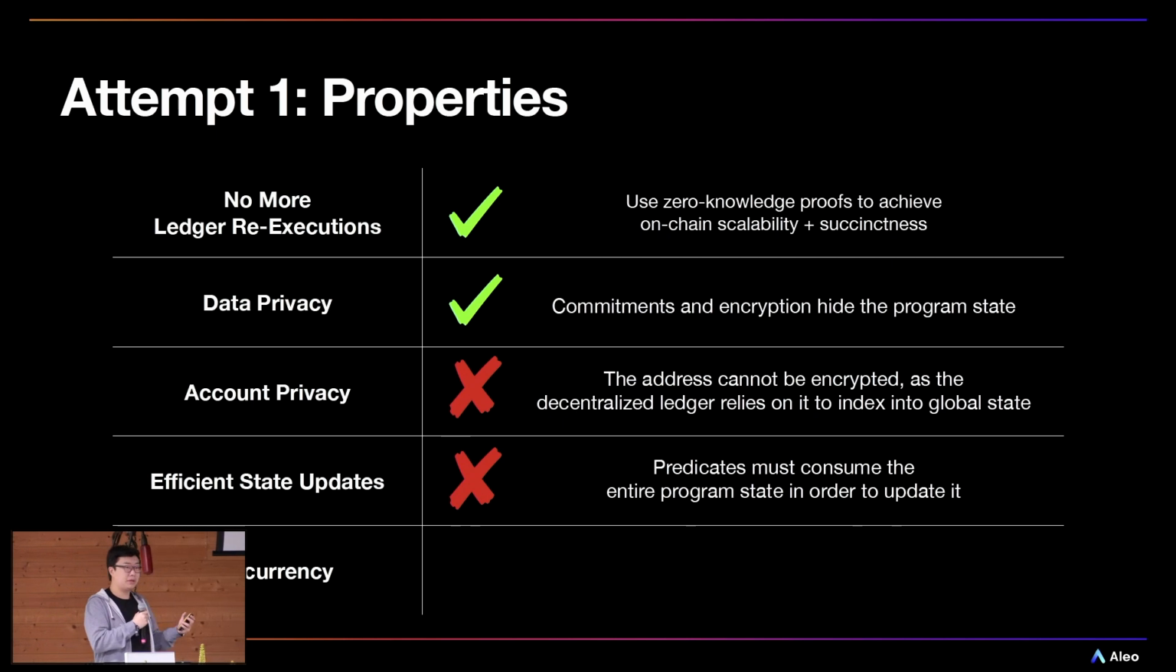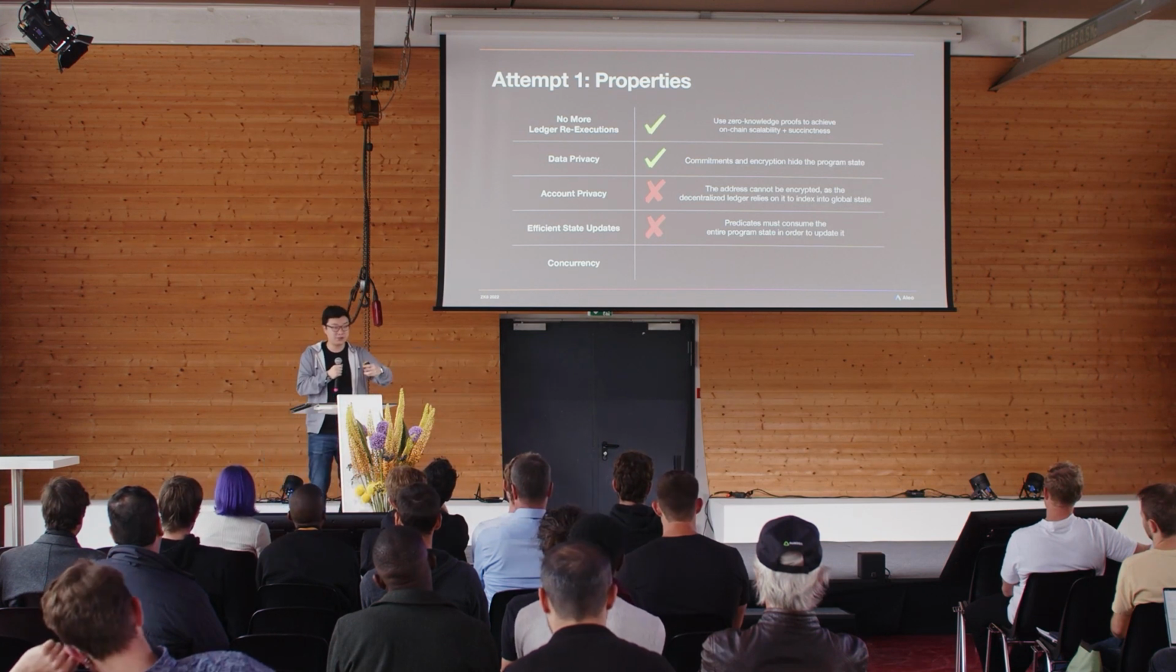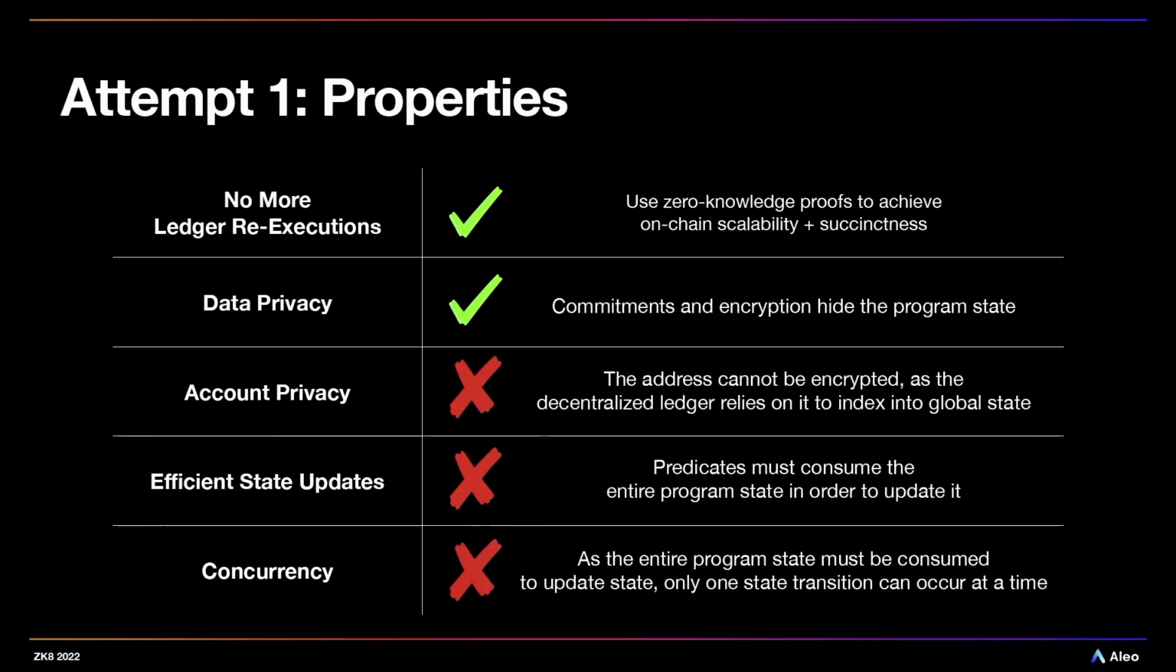Fourthly, we have a lack of efficient state updates. Why? As we just said, we have to consume the entire program in order to make one state transition about it. That's not a great model. Like, imagine if you want to update your ERC-20 and you have to reason about every other person's account as well in order to make one cryptographic update. And lastly, of course, there's no concurrency, because when one person makes the full update, you invalidate the ability for another person to update the same state at the same time.